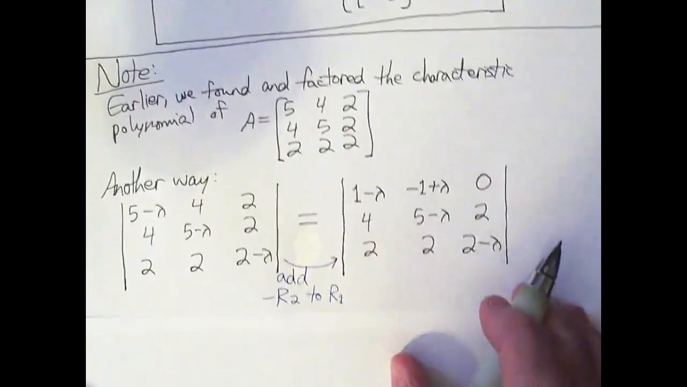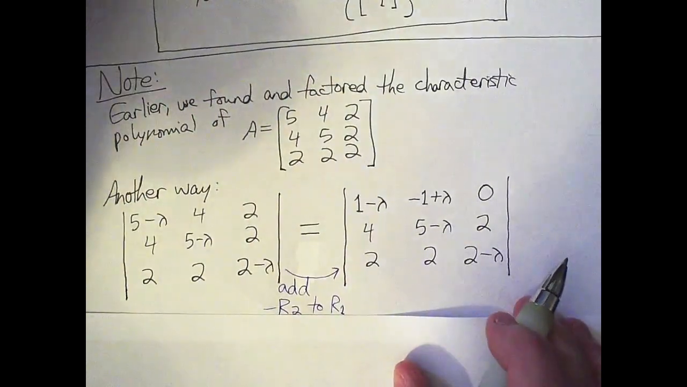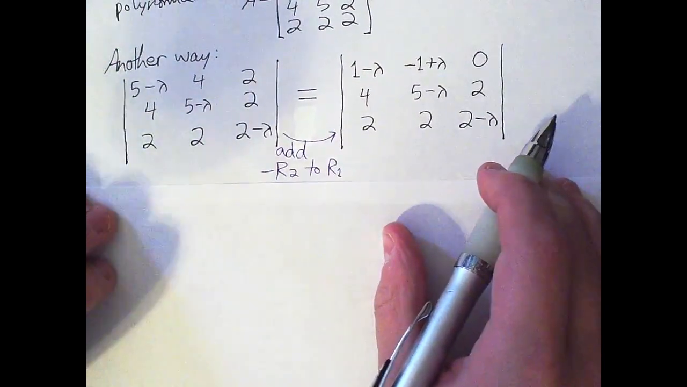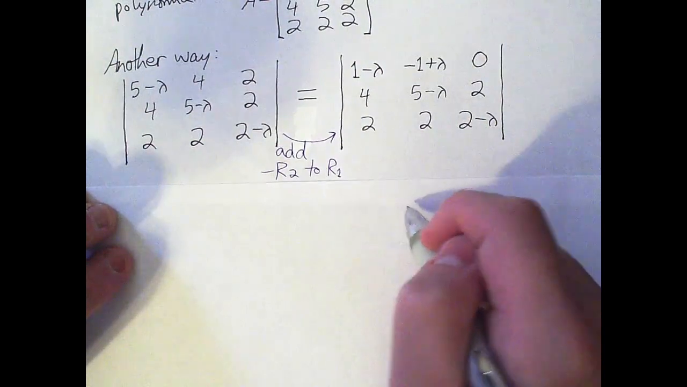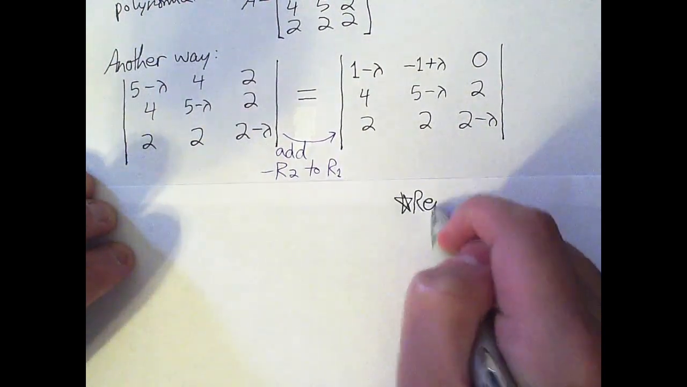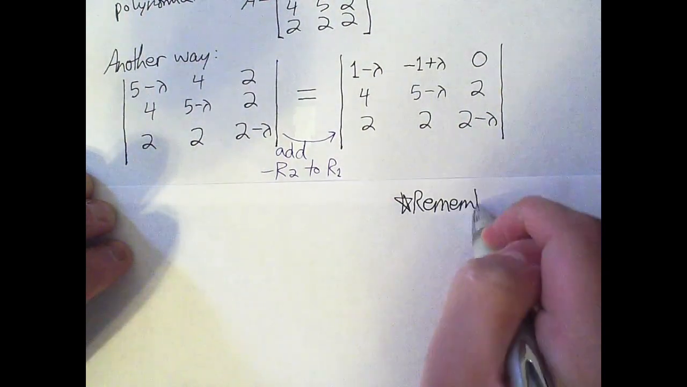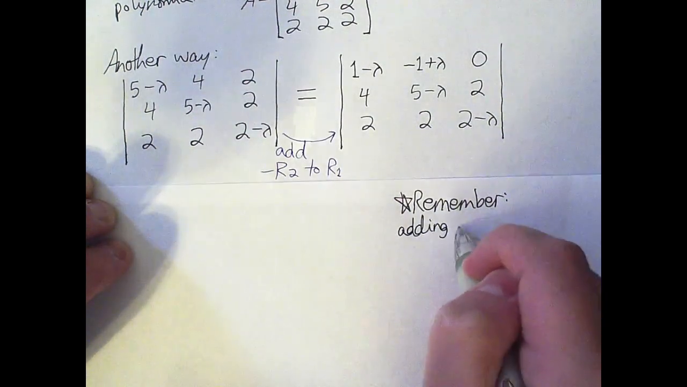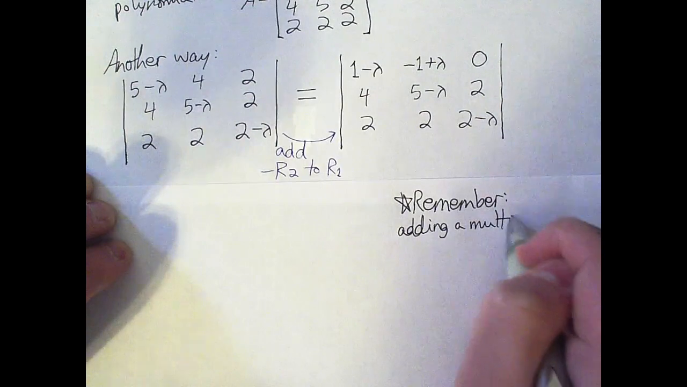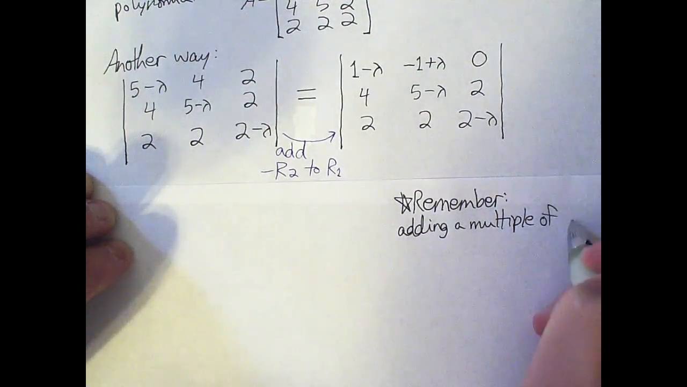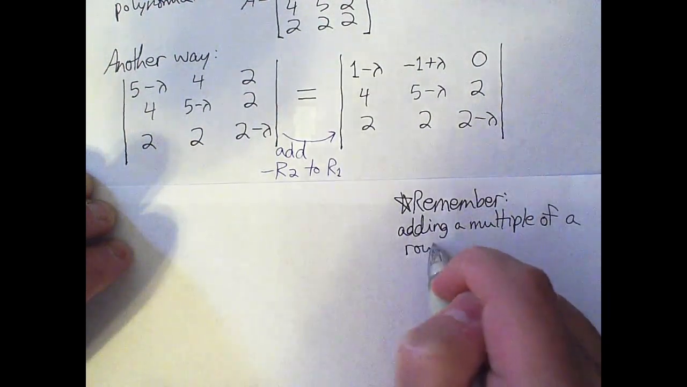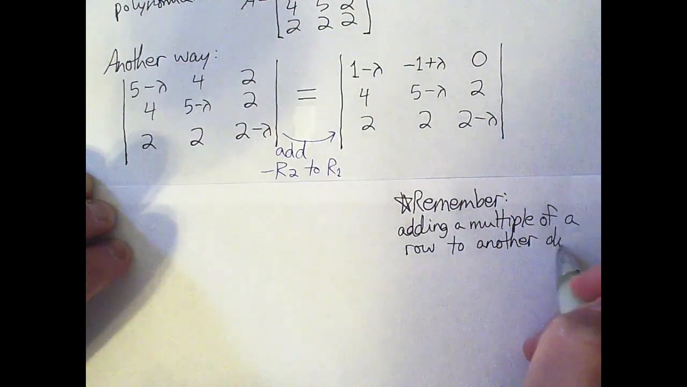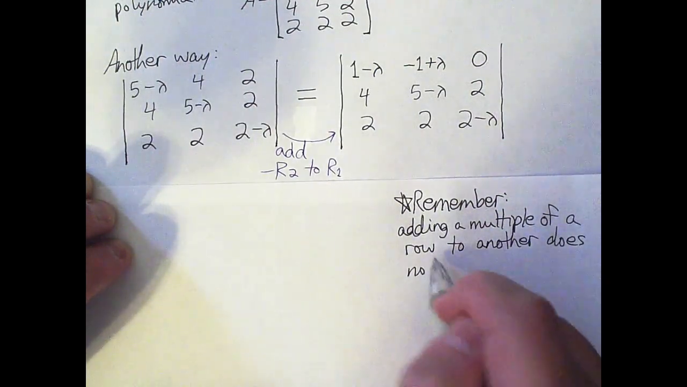And why is that true? Why am I able to do a row reduction step and still claim that the determinants are equal? It's because, remember, adding a multiple of a row to another does not change the determinant.